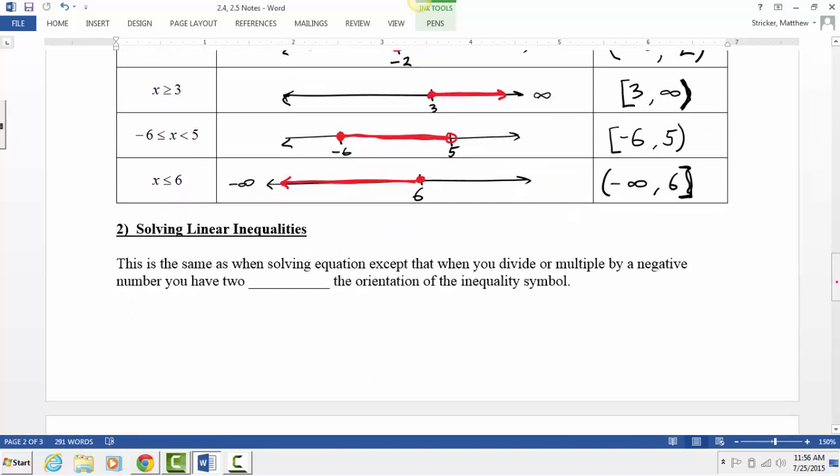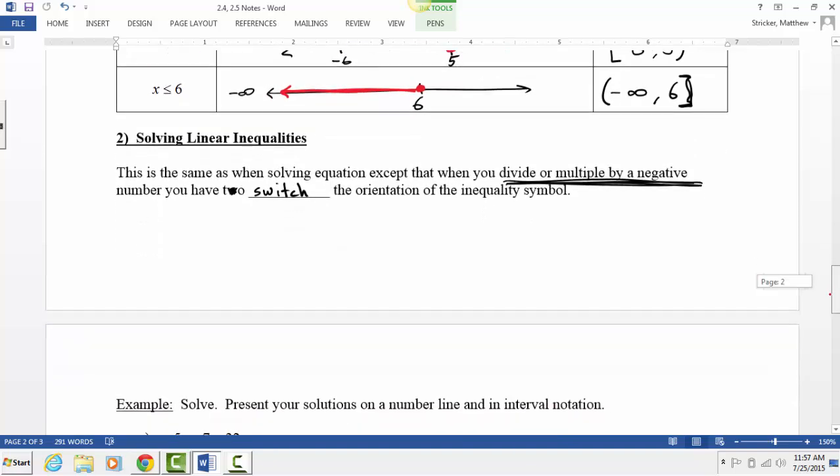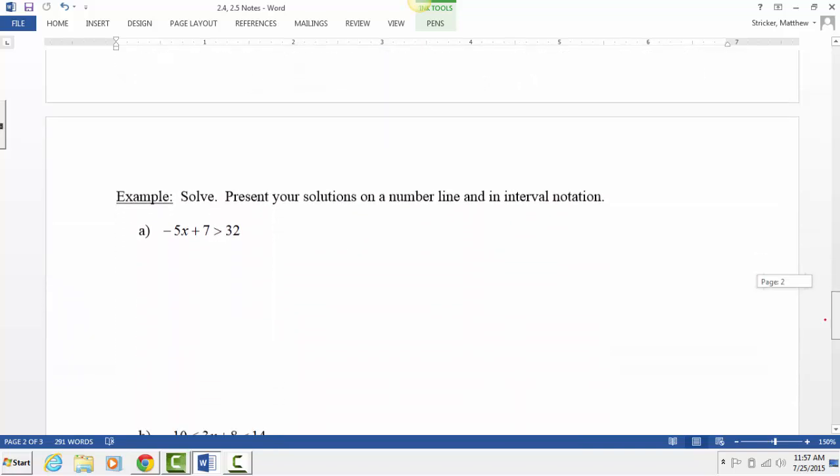When solving linear inequalities, it's always the same as when you solve an equation, except for when you multiply or divide by a negative. Whenever you multiply or divide by a negative, you have to switch the orientation of the inequality symbol. Oh, and there's a little typo there, that should be just T-O.